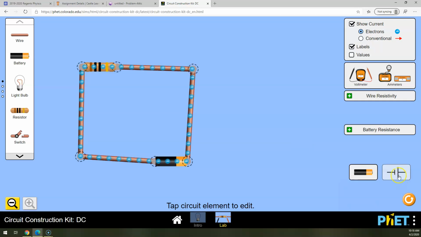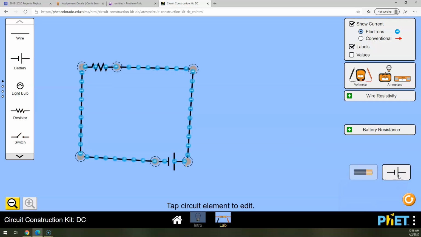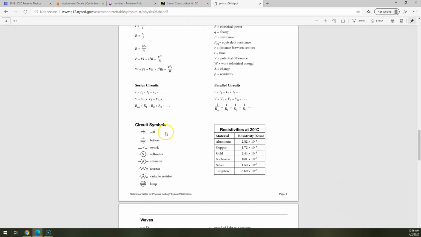If you come down over here and you click this button, they will actually change it to how we draw circuit diagrams. Now, they actually have something wrong here compared to what we do for Regents. If you take a look at the reference table, we see all these circuit symbols. They drew a cell. If the Regents asks you to draw a battery, you need to make sure you use the symbol for a battery on the Regents reference table.